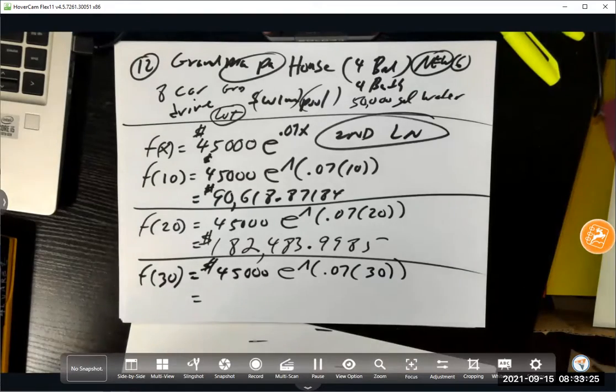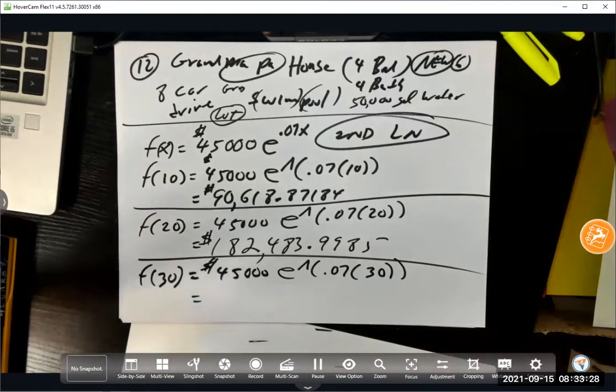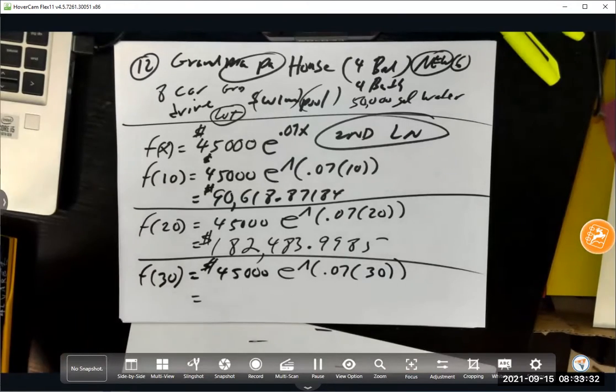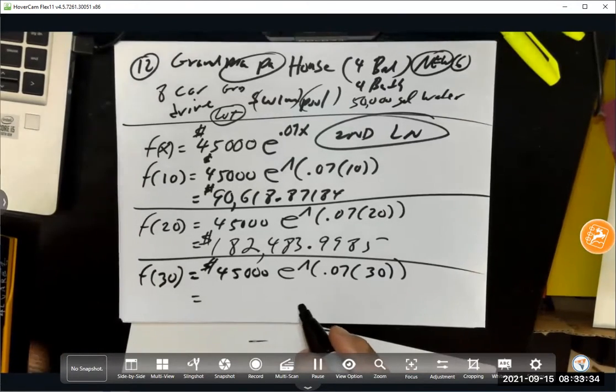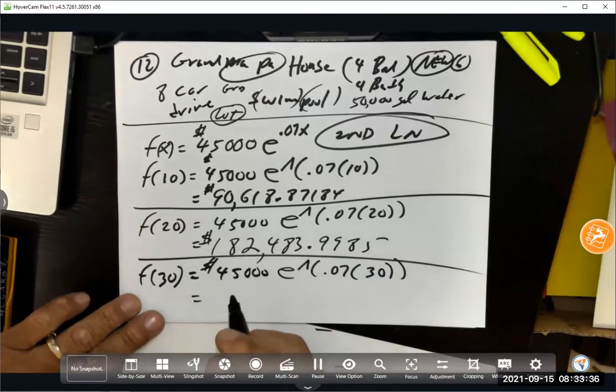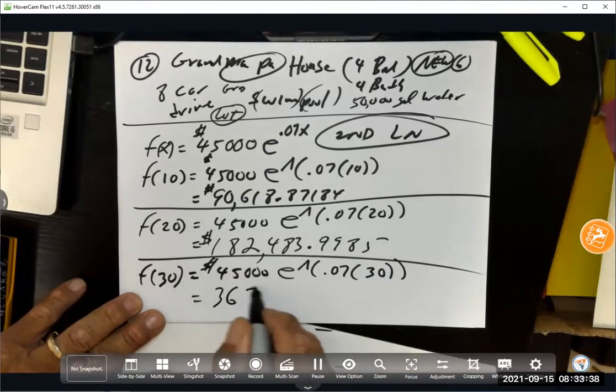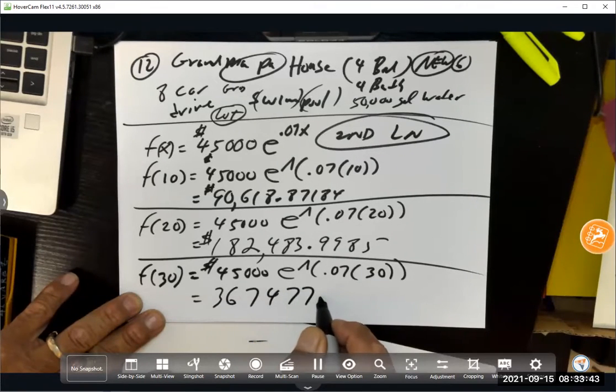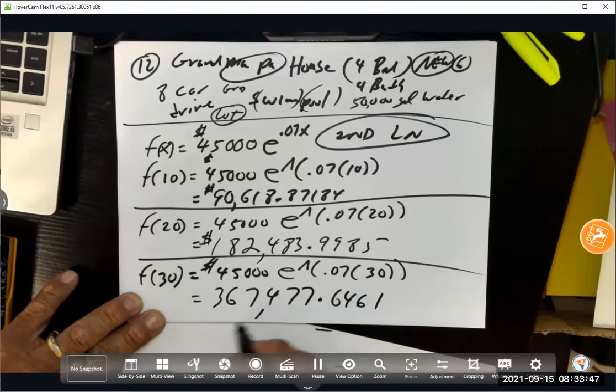So finally, 30 years later, say, you know what? Let's move. We don't need the big house anymore. Let's get out of here. Let's go to a retirement place. But how much can they sell their house for now? 367,477 point 0.6461. Okay, so here's the number.